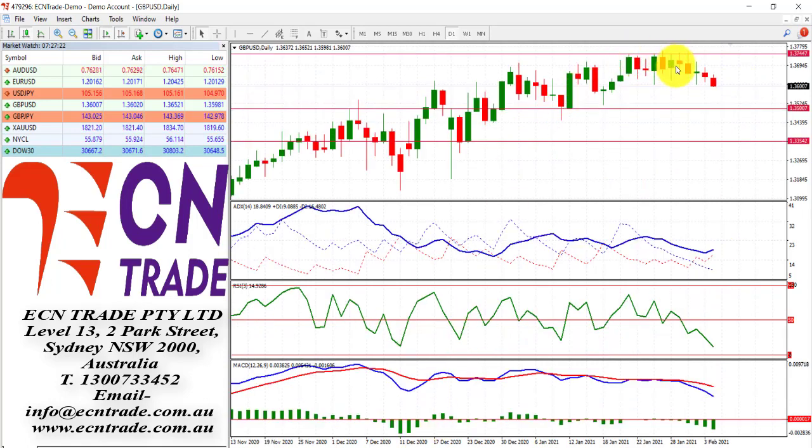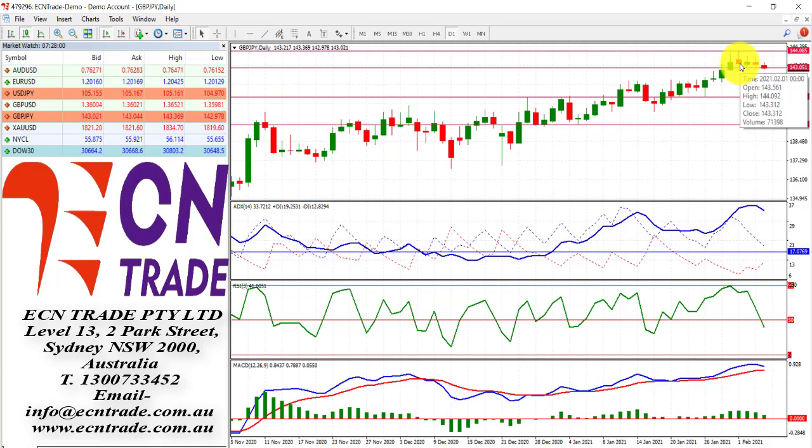We can see the sterling, since the rejection after many attempts at 137.45, is now focusing on 136. I believe that with the RSI and the MACD married and declining, we could see it down towards 135. Now, we do have Super Thursday, which could see the Bank of England keeping interest rates on hold, but it's about the statement, and if the statement is a little bit more towards negative interest rates, then we could see the pound slip further. But overall, 135 is the objective for now.